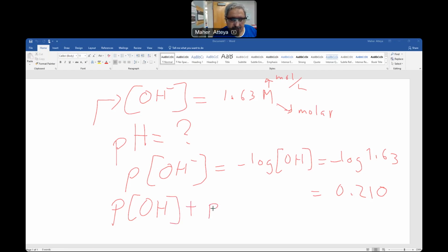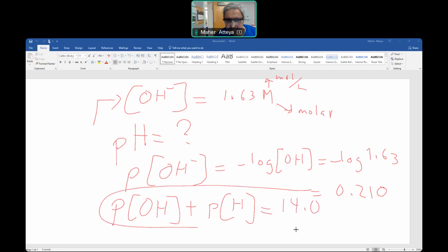plus pH equals 14. You have to memorize this. That's easy, okay? Now, I have this one here, 0.210. This one I don't know. This is 14. So the pH will be 14 minus 0.210.